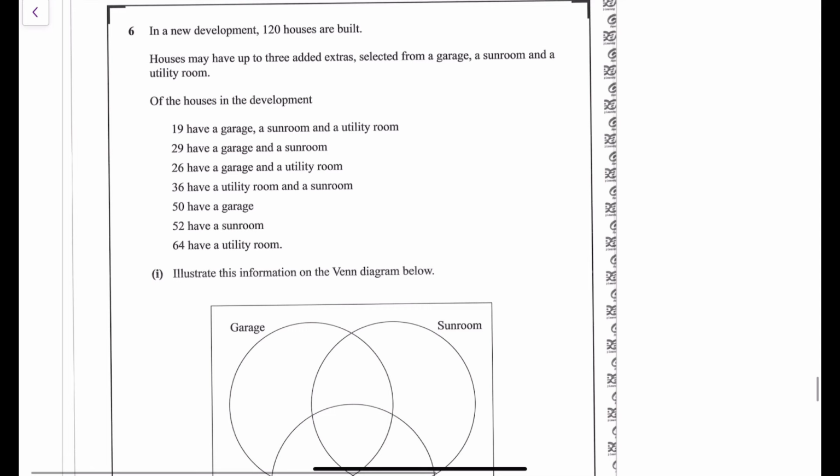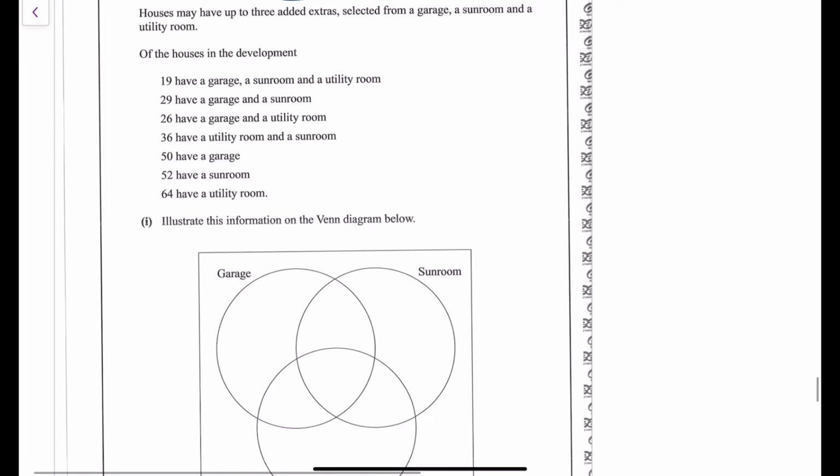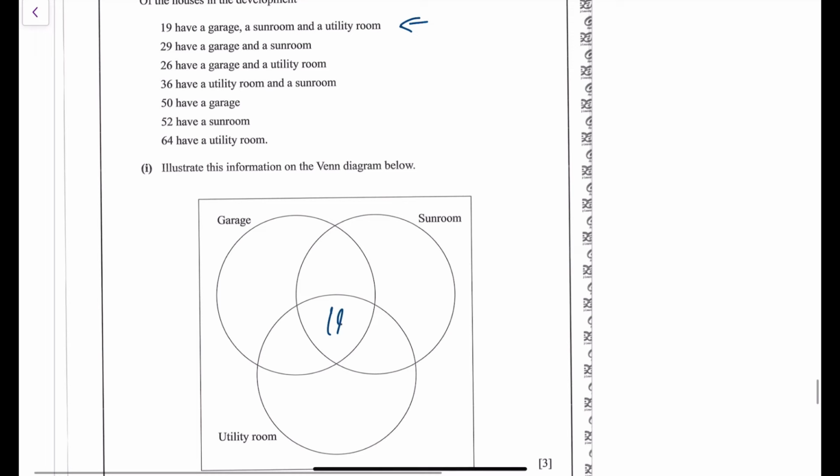So, it says, in a new housing development, 120 houses are built. Right, that's important. 120 things in total. Houses may have up to 3 added extras, selected from a garage, a sunroom, and a utility room. And it says, of the houses in development, 19 have a garage, a sunroom, and a utility room. Okay, we'll write that in first. That's all 3. So that's important. That's this wee bit here.